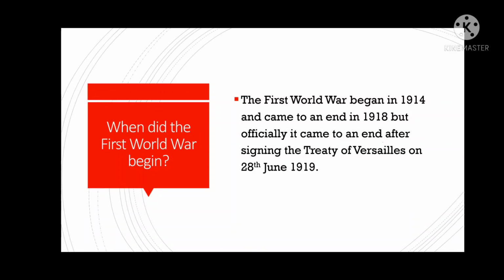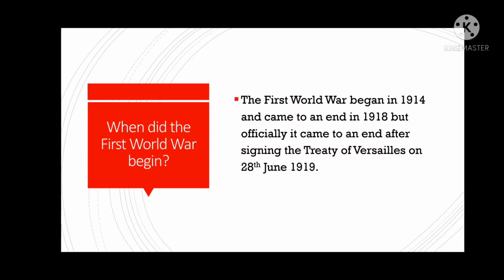Even though it came to an end in 1918, officially they signed an agreement that's called a treaty. Where did they sign? They signed in Versailles. So officially it came to an end after signing the Treaty of Versailles on 28th June 1919. About the Treaty of Versailles, I will explain to you later.